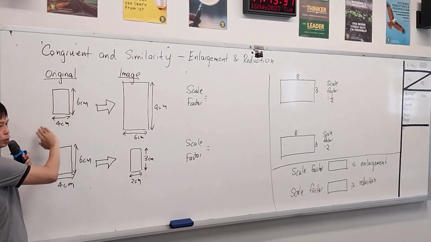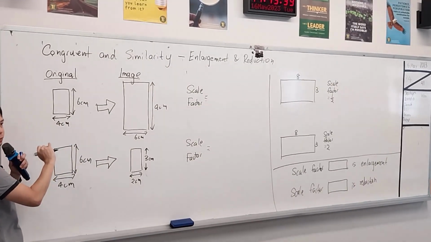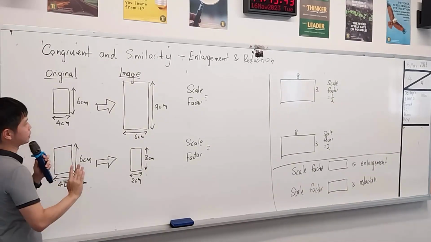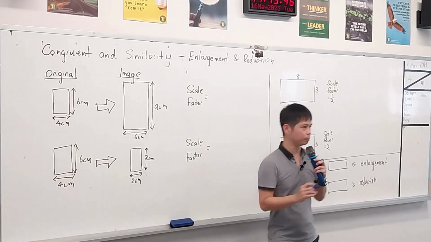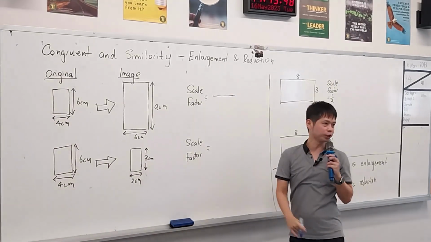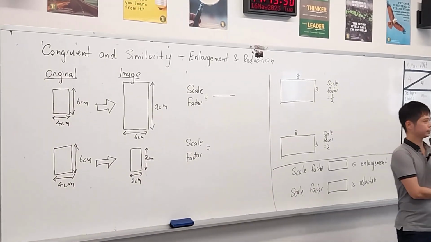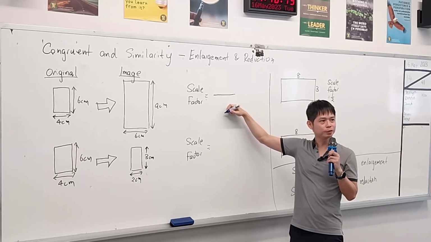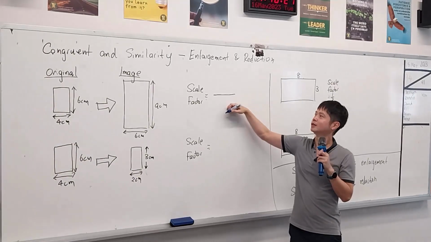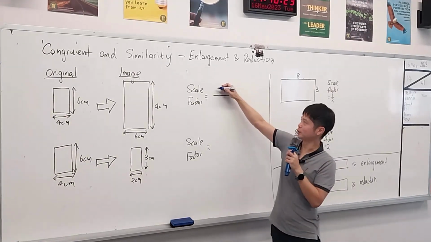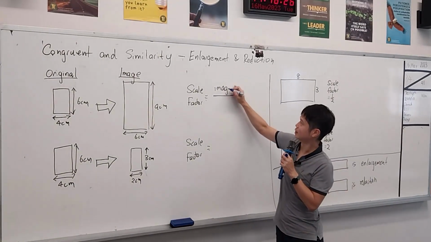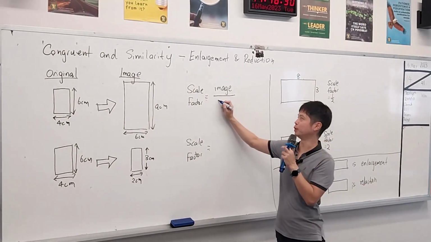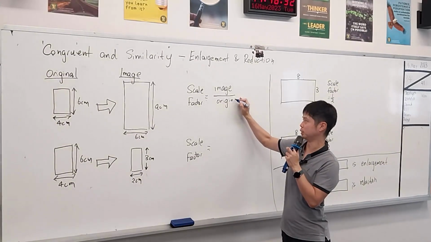What's the difference between original and image? Which one comes first? Original comes first. So the scale factor, there's always a formula. The formula is in the form of a fraction. What number should be on top? What number should be below? The image length, I don't write the word length, just the short word image, and then below will be original.